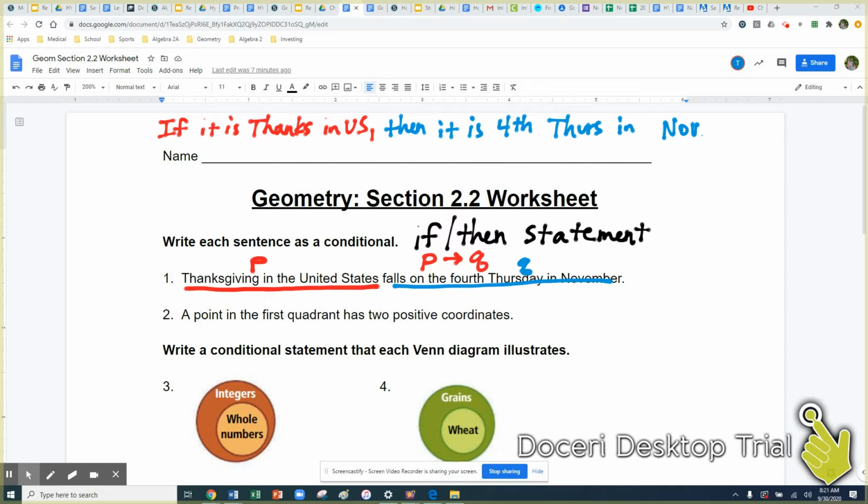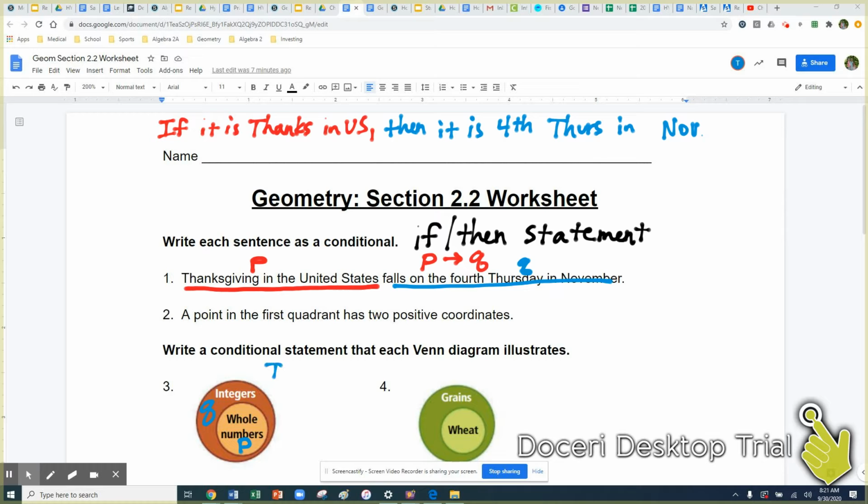Problem 3, looking at those Venn diagram illustrations. So we're going to make a conditional based on those diagrams, and the overarching circle has a little circle inside of it, so the whole numbers are in there. The whole numbers are going to represent my hypothesis P. The integers, or the bigger circle, is going to represent my conclusion Q.